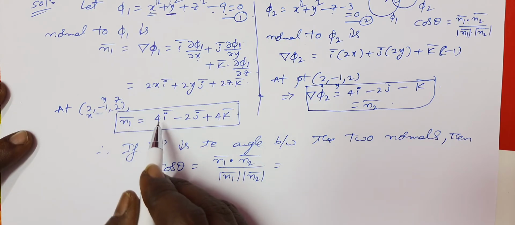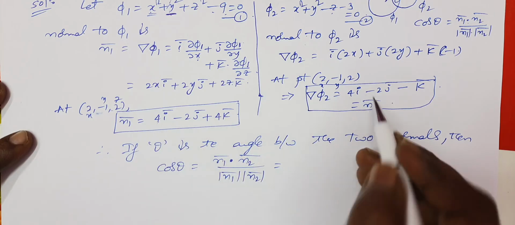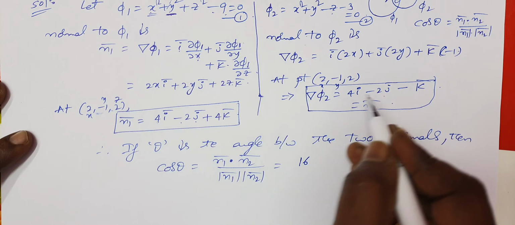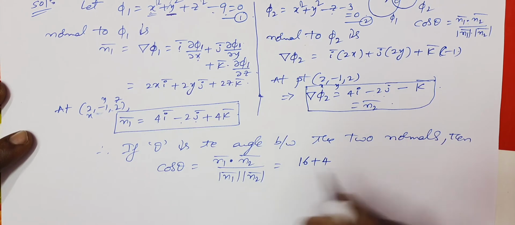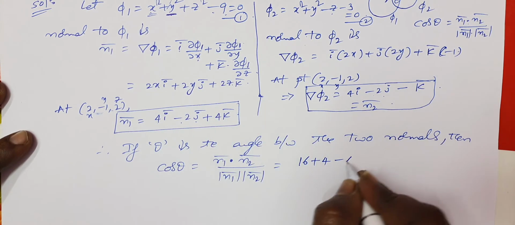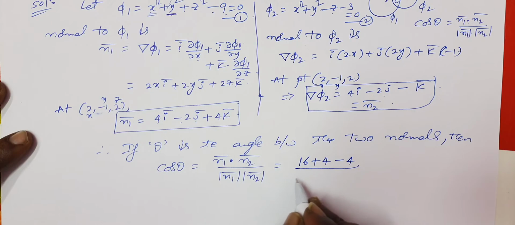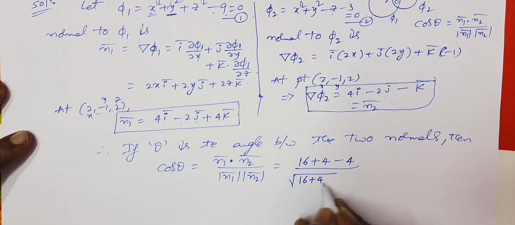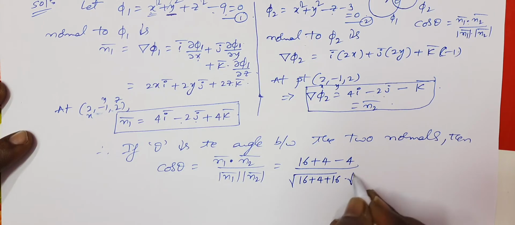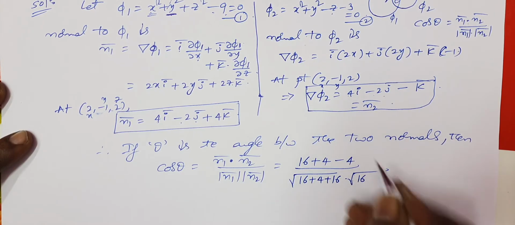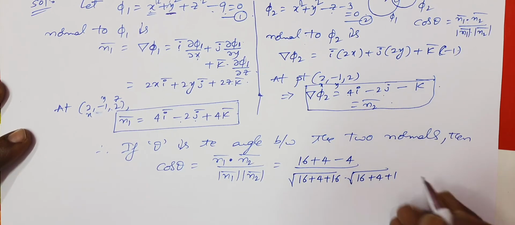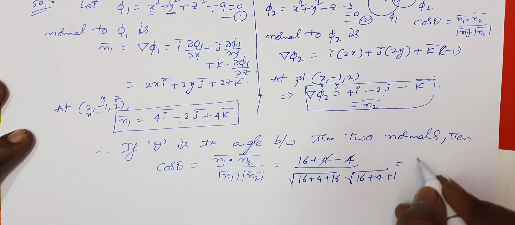We have to multiply i bar coefficient with i bar coefficient, 4 fours are 16. j bar coefficient into j bar coefficient, minus 2 into minus 2, it would be plus 4. 4 times of minus 1, minus 4. Divided by the length of each vector: 4 square, 16, plus 4, plus 16, into root over here 4 square 16, minus 2 square it would be 4, minus 1 whole square it would be 1. So plus 4 minus 4 gets cancelled.